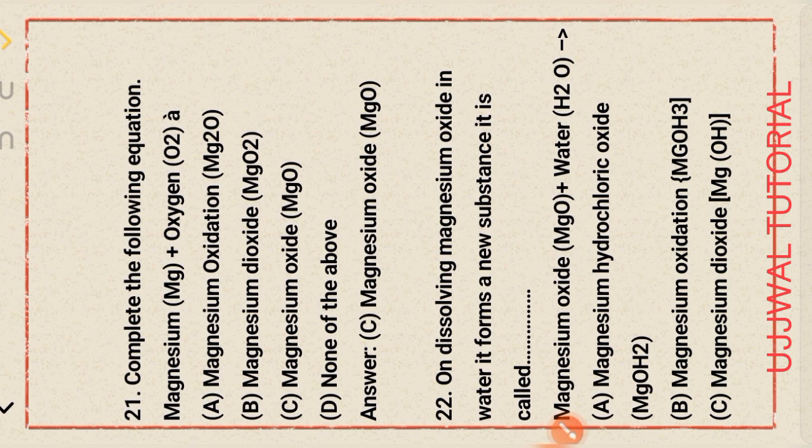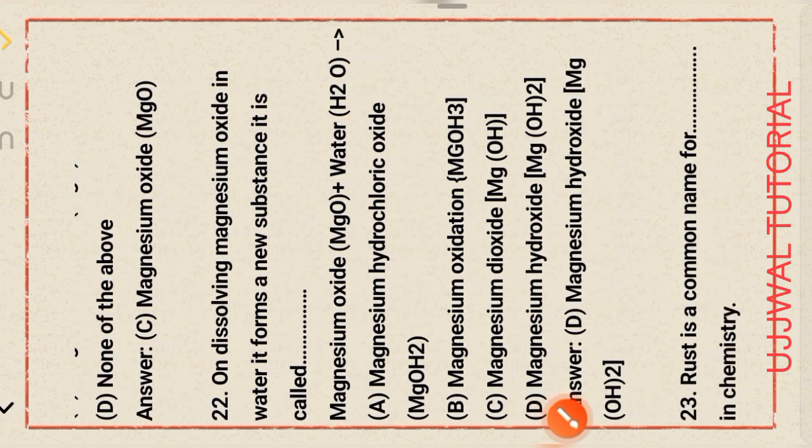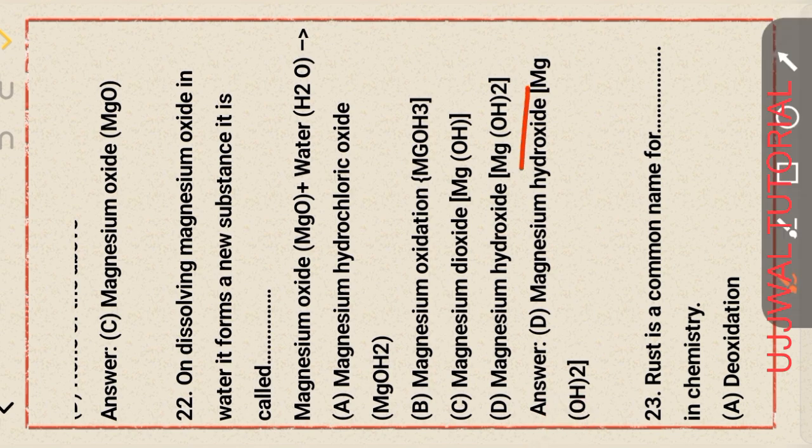Next question, question number 21. Complete the following equation: magnesium plus oxygen forms magnesium oxide, that is MgO. Next question, on dissolving magnesium oxide in water, it forms a new substance. It is called, that is the option D, magnesium hydroxide, Mg(OH)2. Okay.